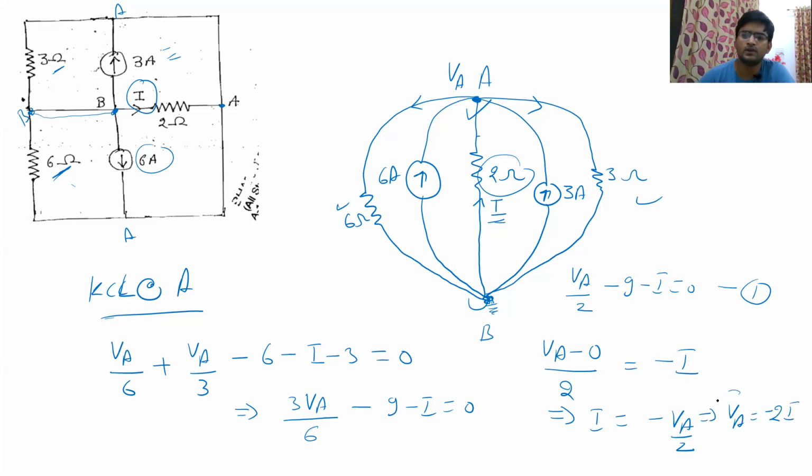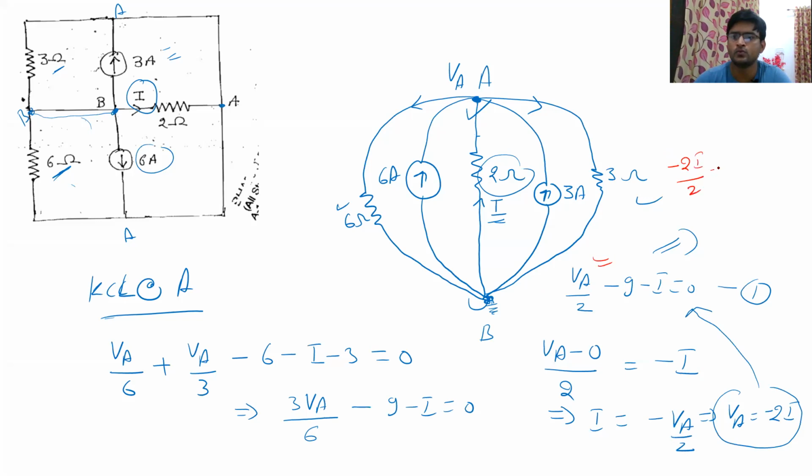So what you can do is put this value in the equation here, and you can directly get the value of I. If we put the value of VA as minus 2I in this equation, we get minus 2I by 2 minus 9 minus I is equal to 0. Solving this, we will get I as minus 4.5 ampere. So this is our answer.